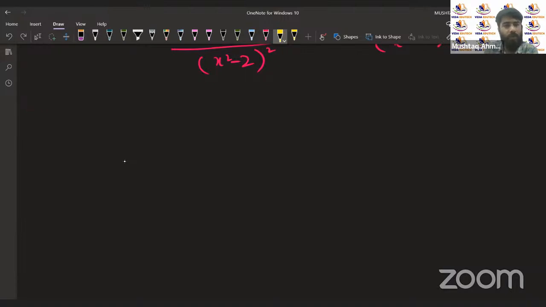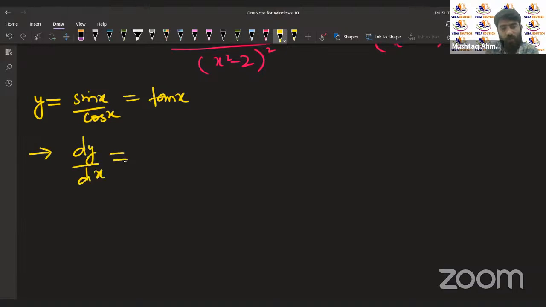Can take one more example. Suppose we have a function like y equals sine x upon cos x. That's nothing but tan x. So how will we calculate the derivative of this tan x? We'll use the u upon v rule, d by dx of sine x upon cos x. So once again cos x will be outside.